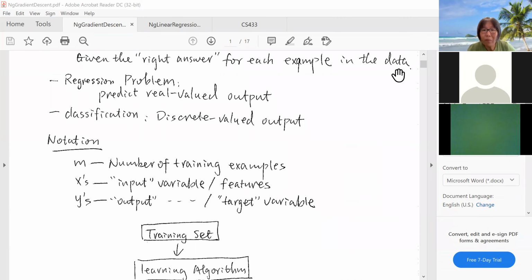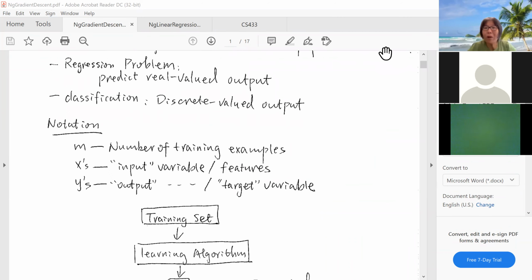Okay, then let's see. We will theoretically see how we approach linear regression in machine learning to predict a real value output. In our following discussion, we will use some notations. The notation M represents the number of samples, the training examples.